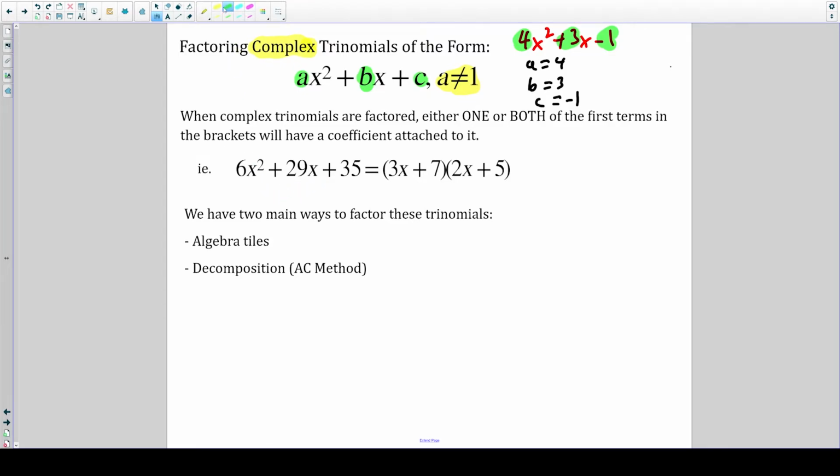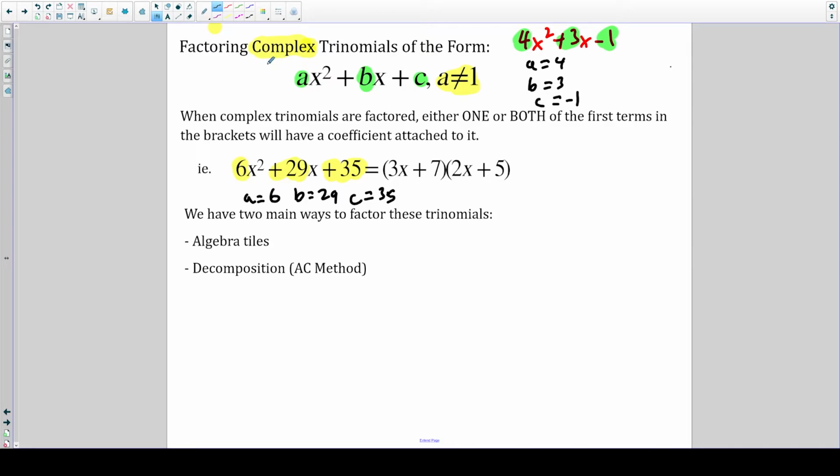We can take a look at this example here, 6x squared plus 29x plus 35. We're going to look at our a, b, and c values. So in this case, a is equal to 6, b is equal to 29, and c happens to equal 35. That's going to be really important for you to take note of right away.